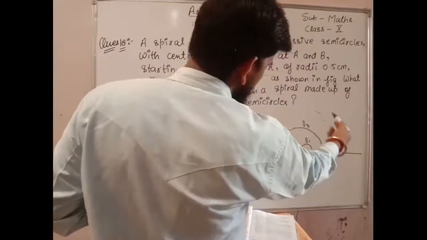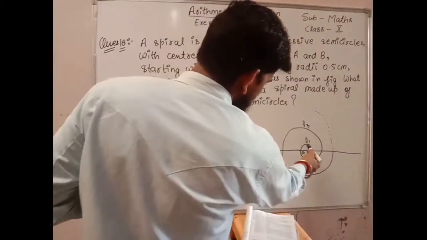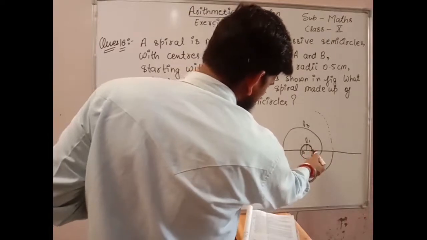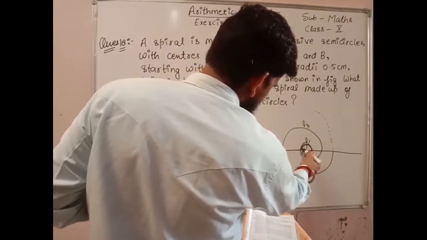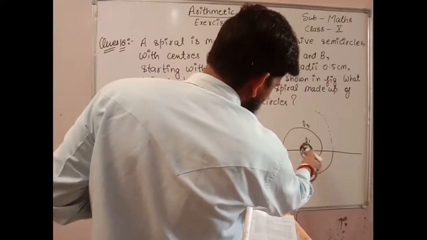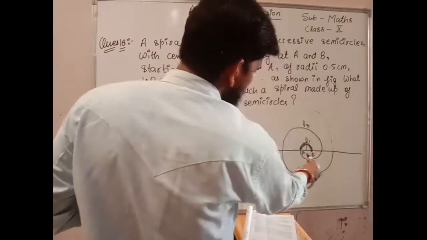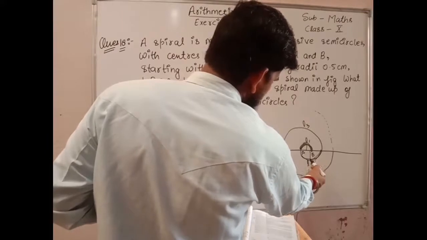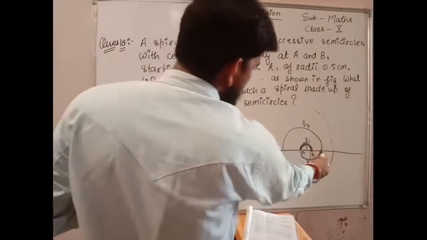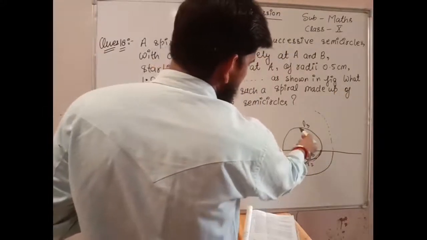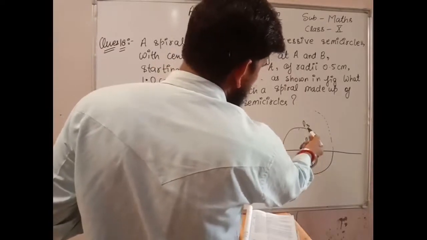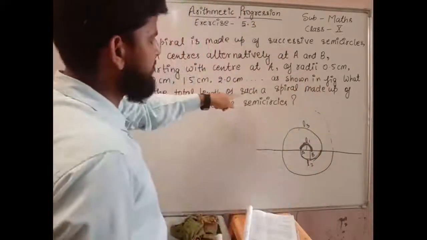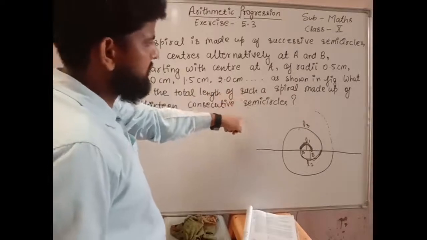This is the figure. So this is the first semicircle, as we can see. The radius of this semicircle is 0.5 centimeter. This is the second semicircle, so its radius is 1 centimeter. Then the third semicircle, whose radius is 1.5 centimeter. After that, 2.0 centimeter.